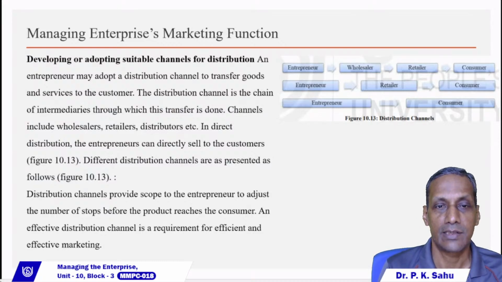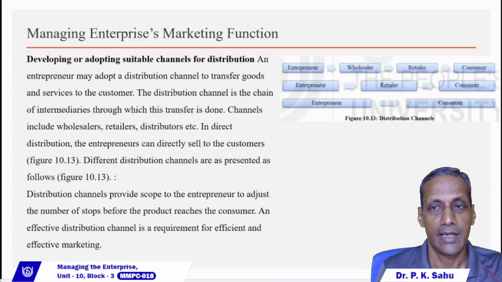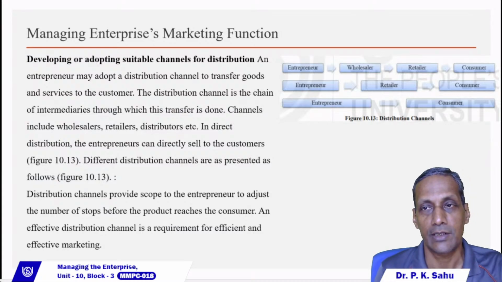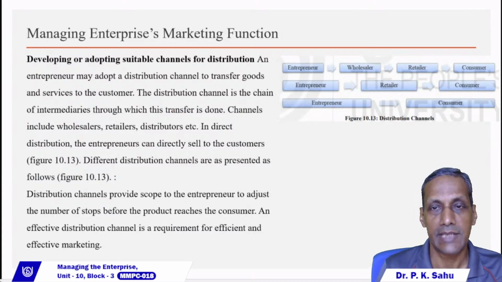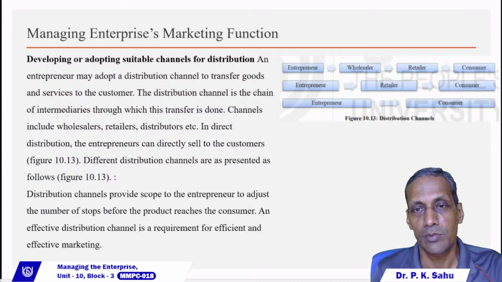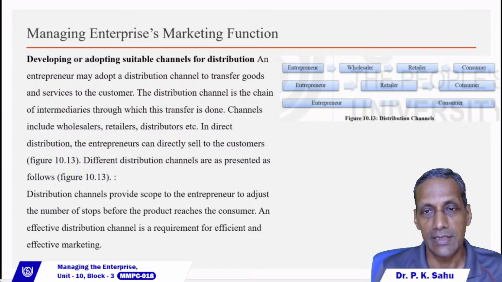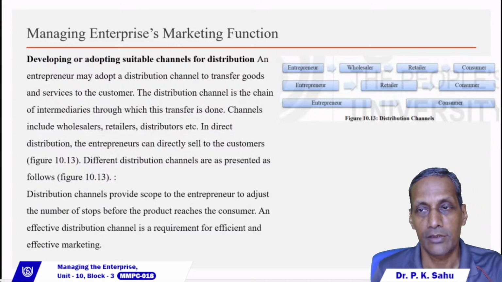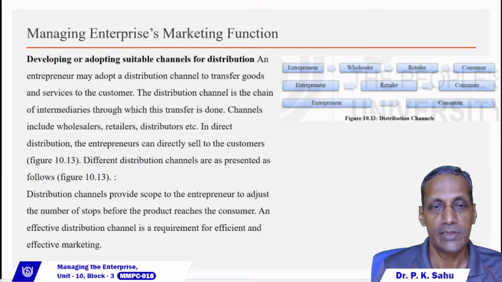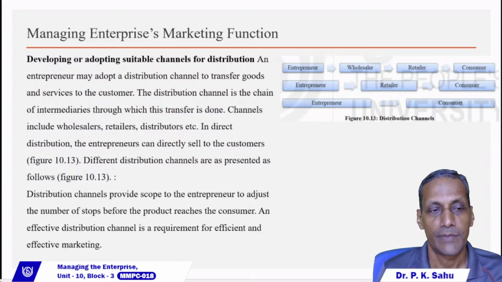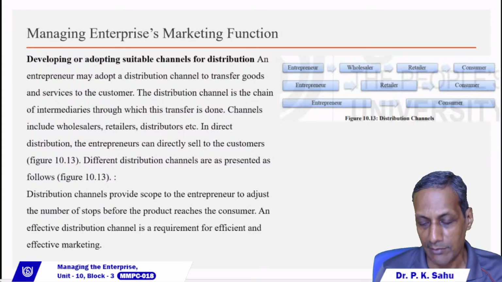Different distribution channels are shown on the screen in figure 10.3. You can find a distribution channel as entrepreneur, wholesaler, retailer to consumer. Another channel can be entrepreneur to retailer to consumer, or if there is disintermediation, from entrepreneur to the consumer directly. So distribution channels provide scope to the entrepreneur to adjust the number of stops before the product reaches the consumer. An effective distribution channel is a requirement for efficient and effective marketing.